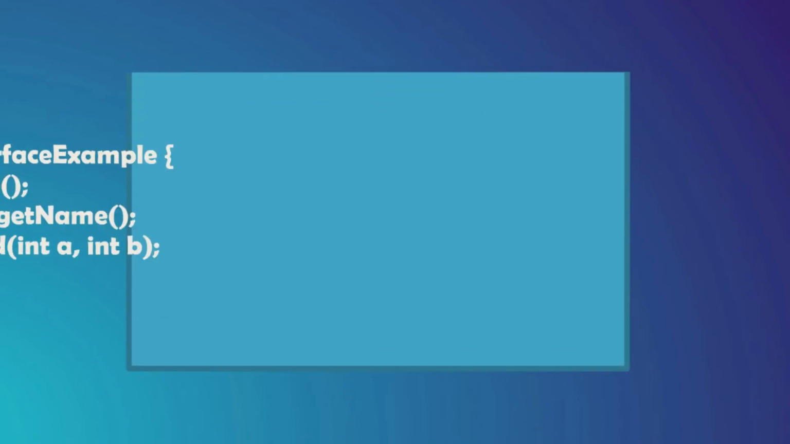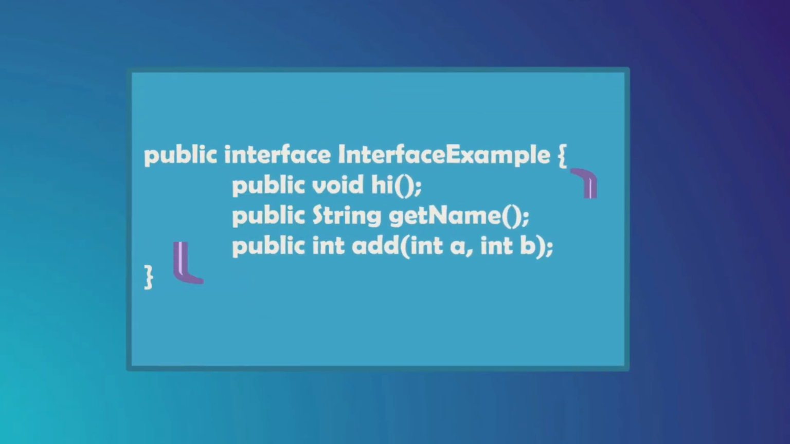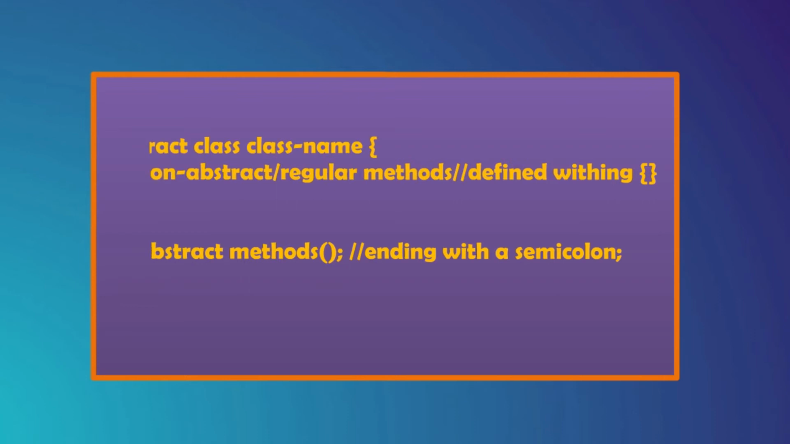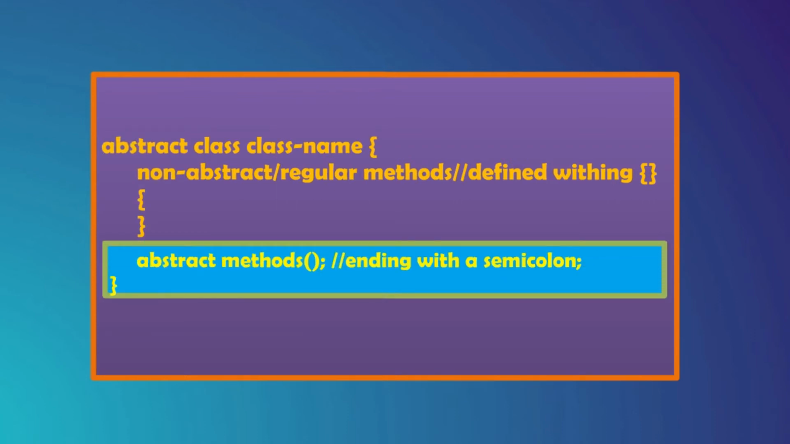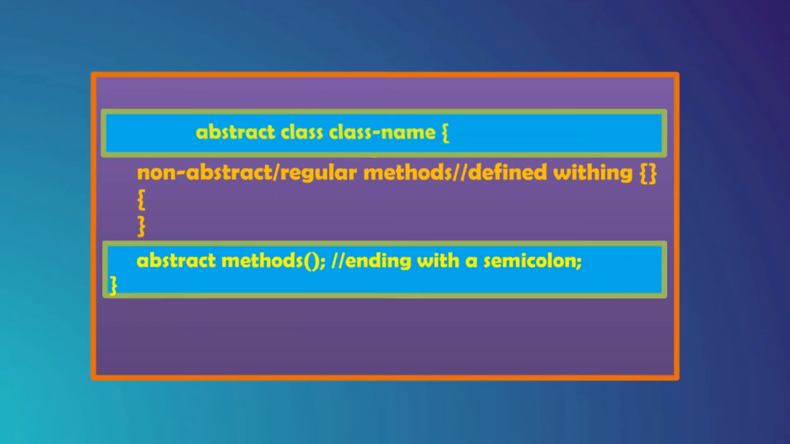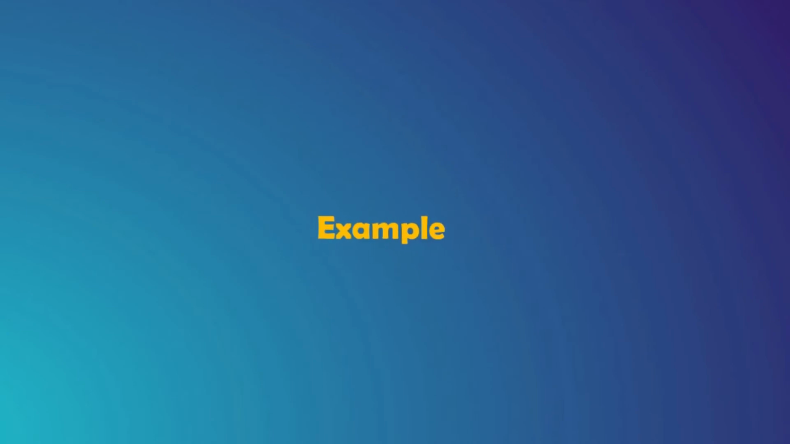Let us see an example. All the methods have no code in them and they end in semicolons. The only other types of methods that can end in semicolons and have no code in them are abstract methods, which belong to abstract classes. Let us see an example.